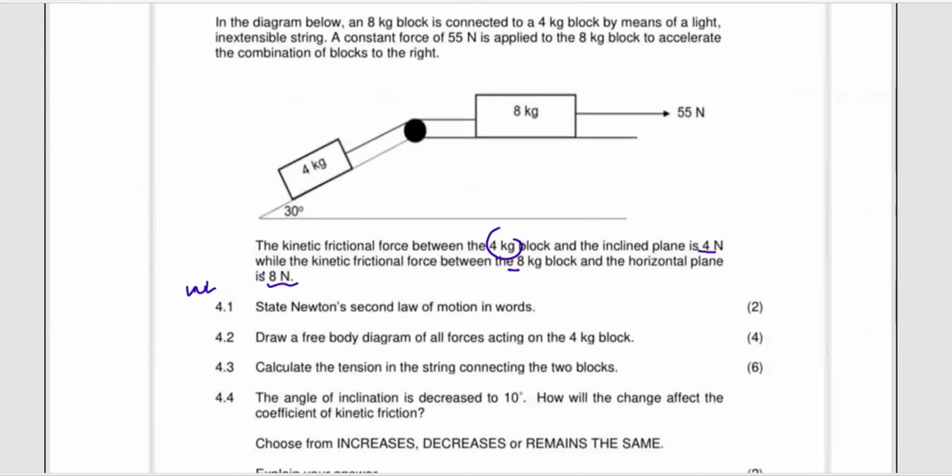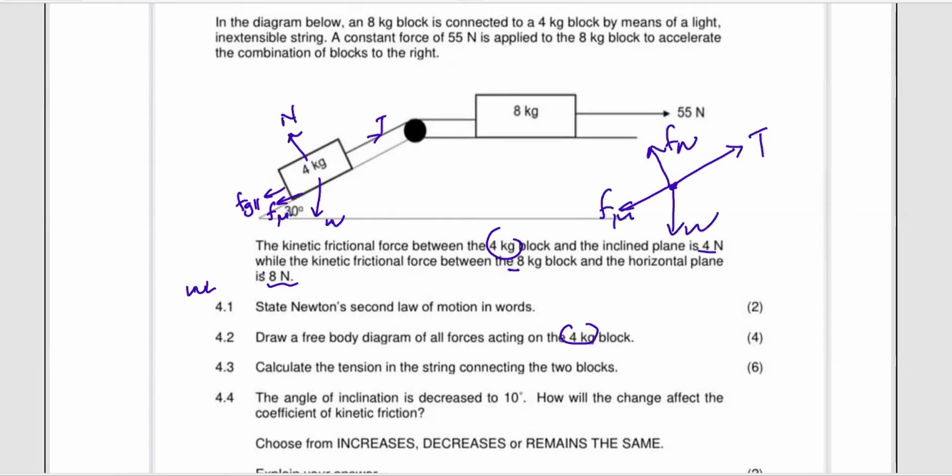Then draw a free body diagram of the 4 kg. So this 4 kg is having this as the tension. We know that we're going to have the FG parallel. We're going to have the weight. And then we're going to have the normal force. But we also have the frictional force there. So what we can do, we can just eliminate the FG parallel and focus on just the frictional force. So that is tension. And this is normal force. This is weight. We can say this is frictional force. 4 forces for 4 marks.